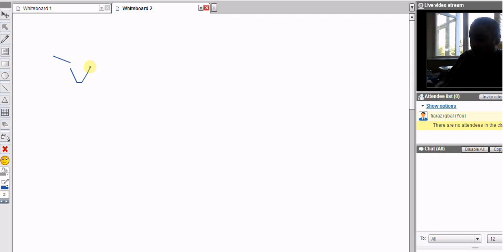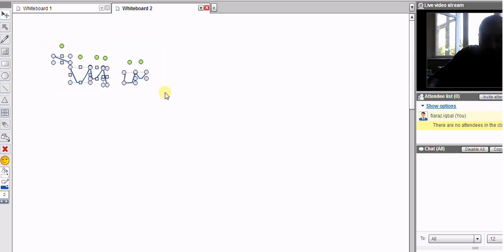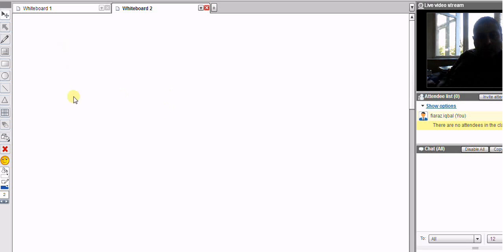It's a little bit too fast for the computer. That's disgusting. So let me move my tablet and select this selection tool. Let's select all this and delete it. So what happens in water?